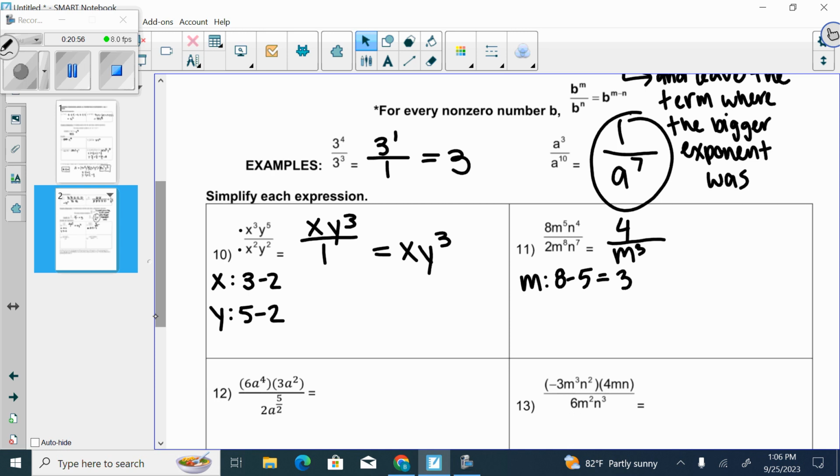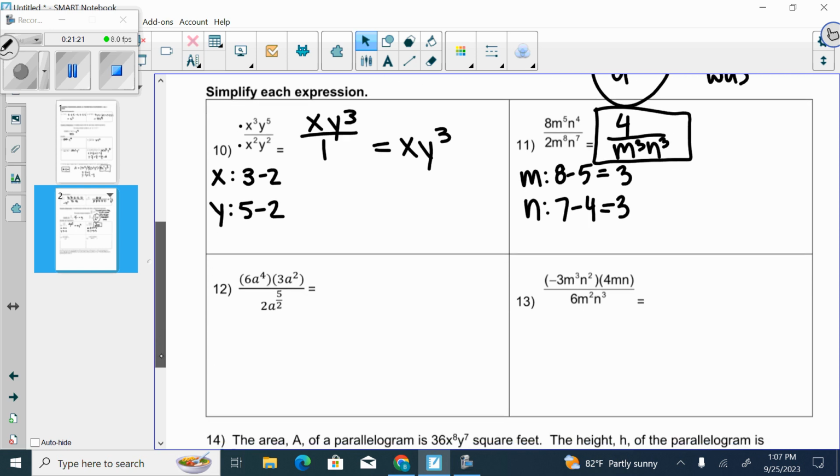Okay? Now we do n. What are my exponents for n? 4 and 7. And what do I do with those two numbers? Subtract. And what do we get? 3. And do I put it in the top or the bottom? Bottom. So n to the third in the bottom. And that's it. There's my answer. All right. Let's do another one.